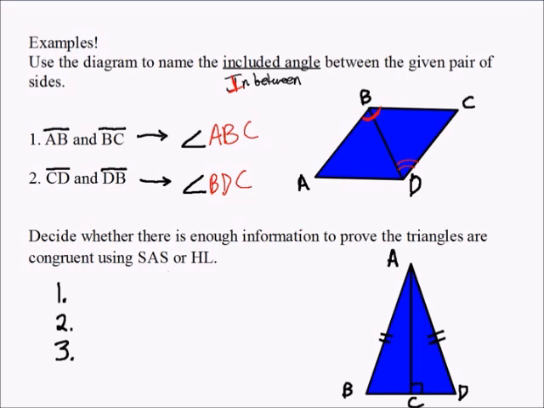Decide whether there's enough information to prove the triangles congruent by SAS or HL. It's a guarantee that we're going to use HL because we're dealing with right triangles. If we're dealing with right triangles, it's a good bet that we're using hypotenuse, because the hypotenuse only exists in a right triangle. So let's talk about triangle 1 and triangle 2. First and foremost, if this is a right angle, this has to be a right angle. A straight line is 180 degrees. If this is 90, this has to be 90. So that means this must be a hypotenuse and this must be a hypotenuse.